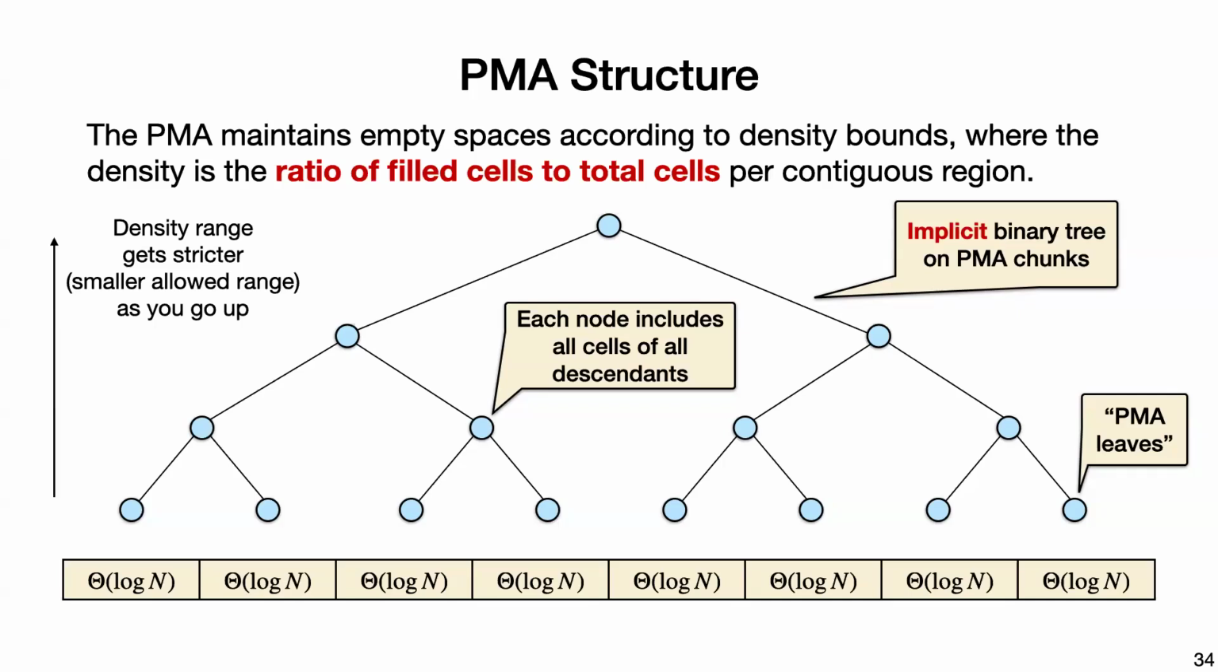This tree also tells you how you should maintain the empty spaces. Every level has some density bound, where density is the number of allowed slots that are filled in each segment. Every internal node covers every node in its subtree, so this one would be these two, and this one would be these four. And the density range gets stricter as you go up. This is what I was mentioning a little bit earlier.